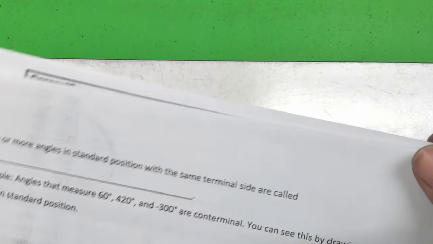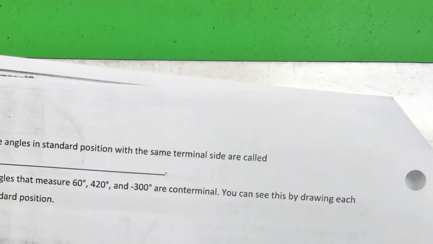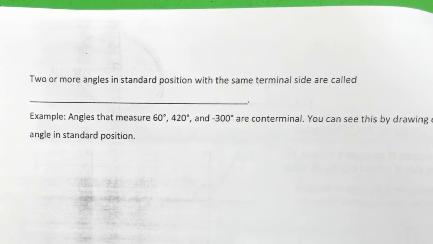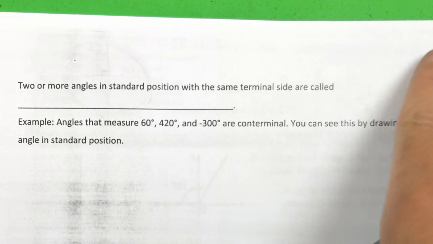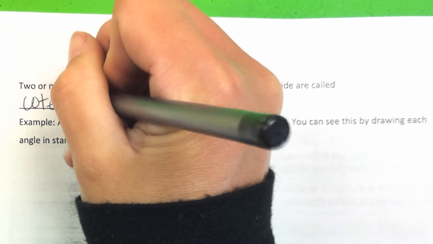So the next thing we're going to talk about are coterminal angles. Two or more angles in standard position, so that just means starting from 0 like we just did, with the same terminal side are called coterminal angles.